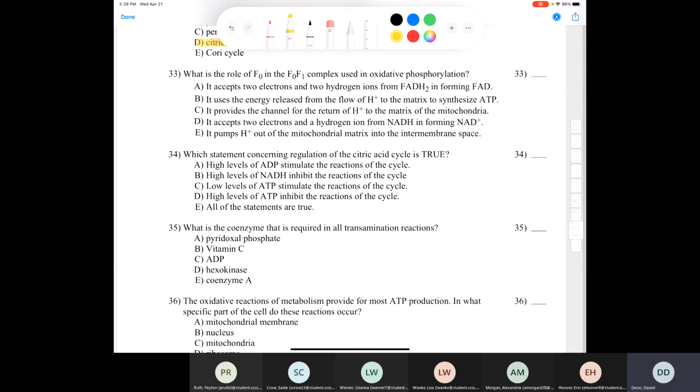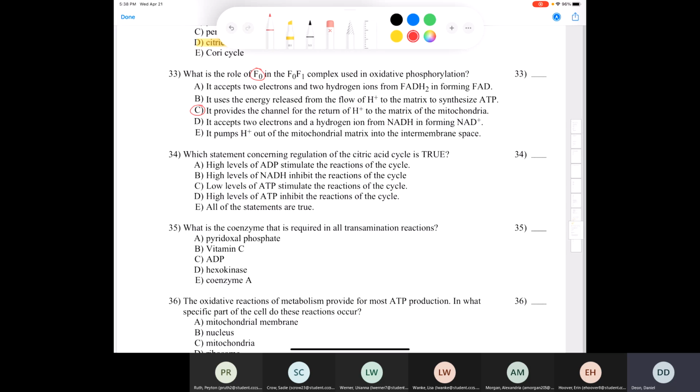The next one, question 33, is about the F0, F1 complex used in oxidative phosphorylation. And what is the role of F0? So if you read what the F0, F1 complex is for, I'll just kind of spill the beans here: the F0 portion, part of that complex, is the channel whereby the protons can return into the matrix from the inner membrane space. They're going to pass through the F0 portion, and then that triggers the F1 portion to cause the phosphorylation of ADP to form ATP to occur.